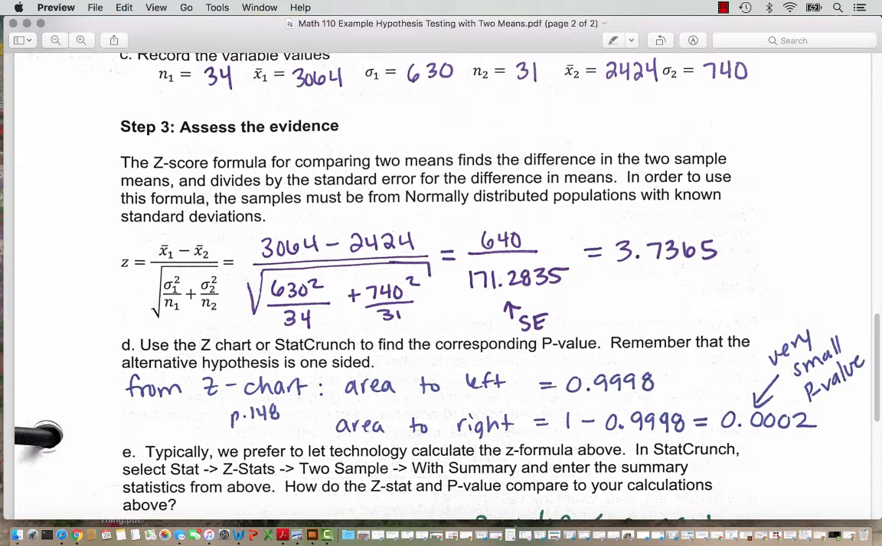So now we want to use a z-chart or StatCrunch to find the corresponding p-value. So if you're using a z-chart, you would go to the area on the left. You'd come to the 3.7 row and then go over to 4 in the hundredths place because you'd have to round this 3.7365. And so you would get the area to the left is 0.9998, and then to find the area to the right, you'd say 1 minus that. So this is what we did with the chart in the normal distribution chapter.